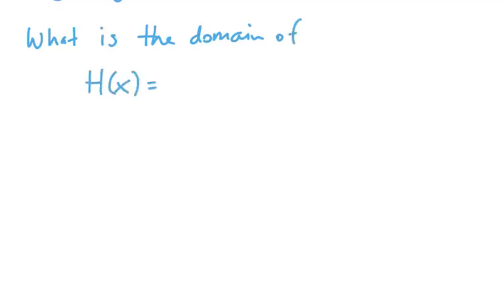So what is the domain of h of x equals the square root of 3 minus x squared? So when you have a radical, more specifically a square root, we want to make sure all the values under the square root are positive or 0, because the square root of a negative number is imaginary, it's non-real.